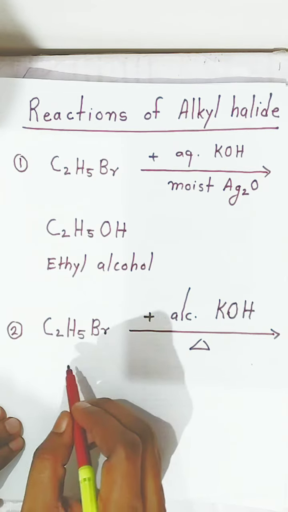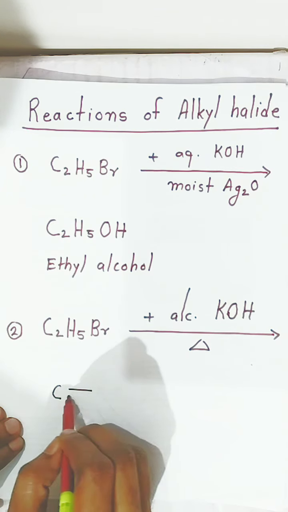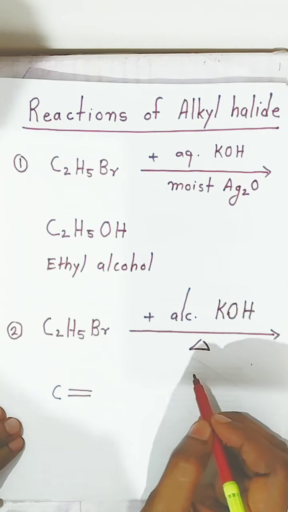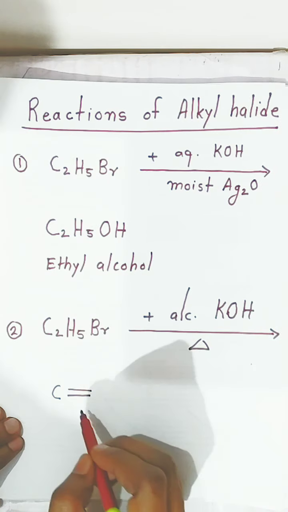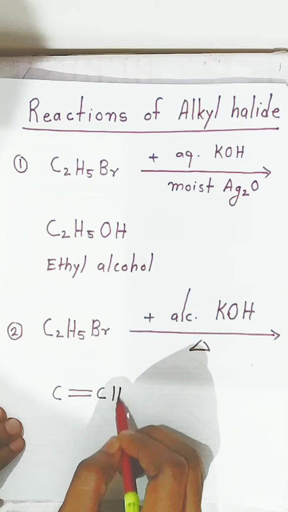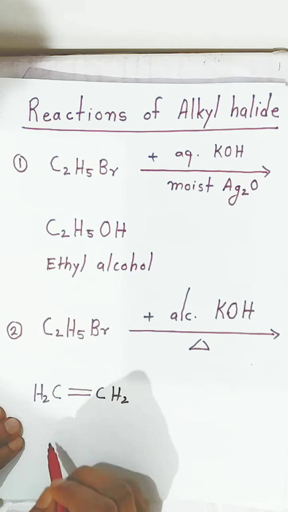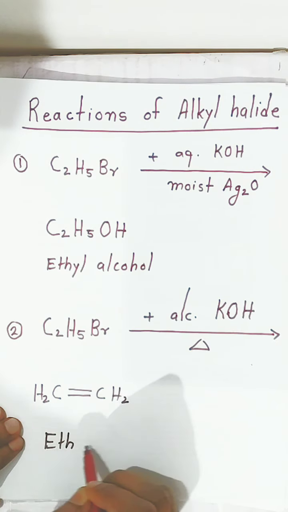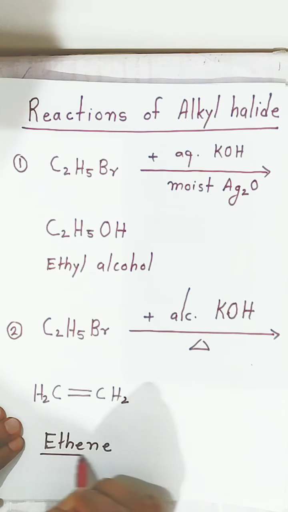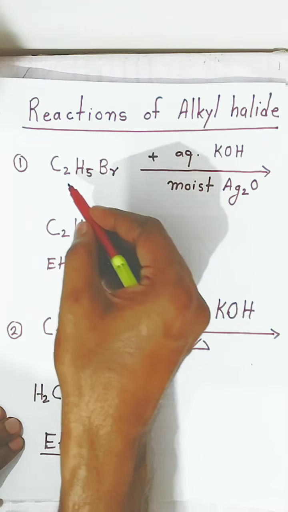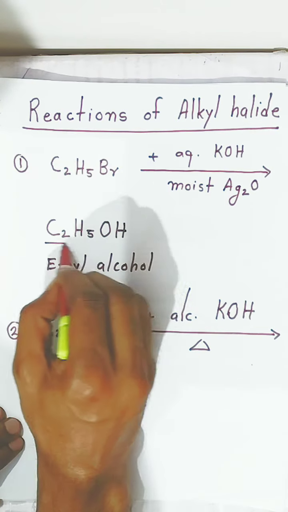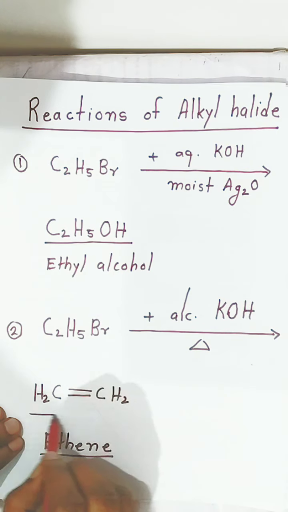You will get a carbon-carbon double bond compound. Now there is a dehydrohalogenation. Hydrogen and bromine both have been eliminated because of the heating. With the carbon-carbon double bond, we get the product ethene. This is the 2-carbon alkene, we call it ethene. So students, from the raw material ethyl bromide we are getting alcohol, and you can also prepare ethene.